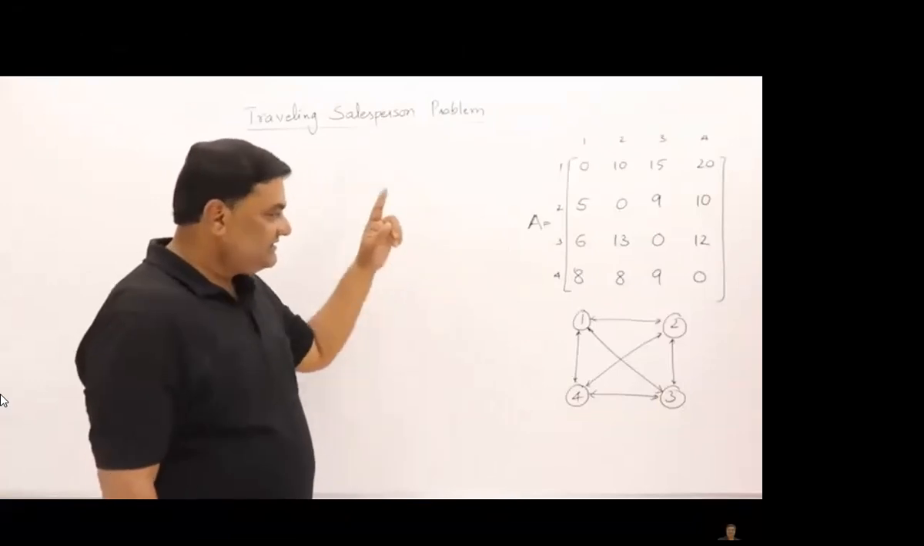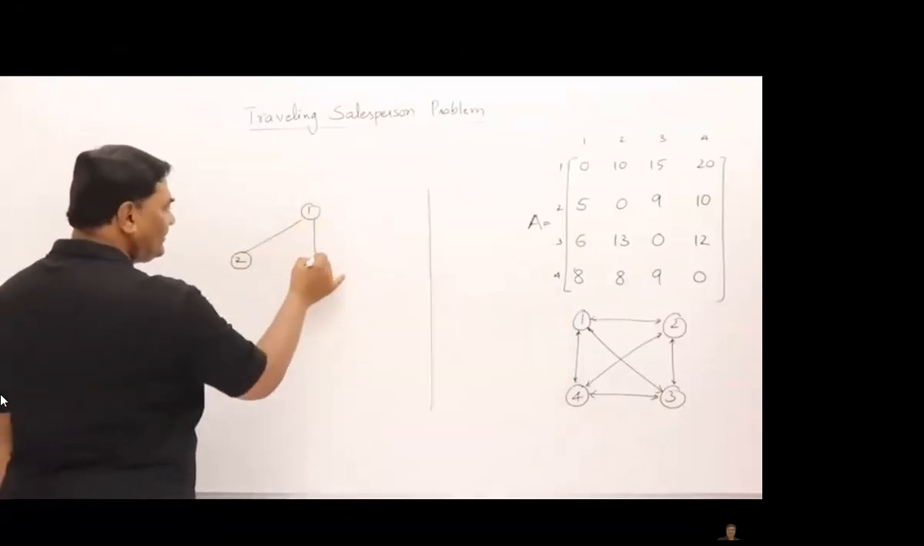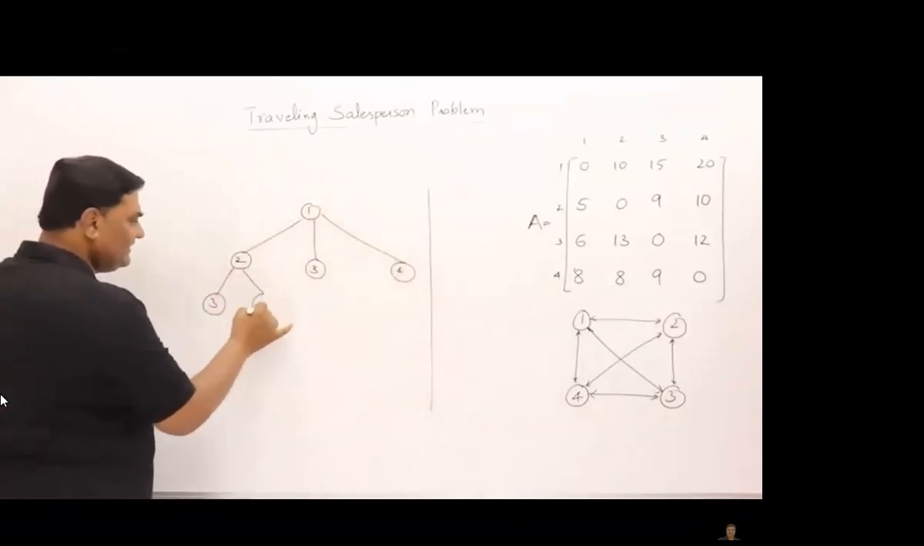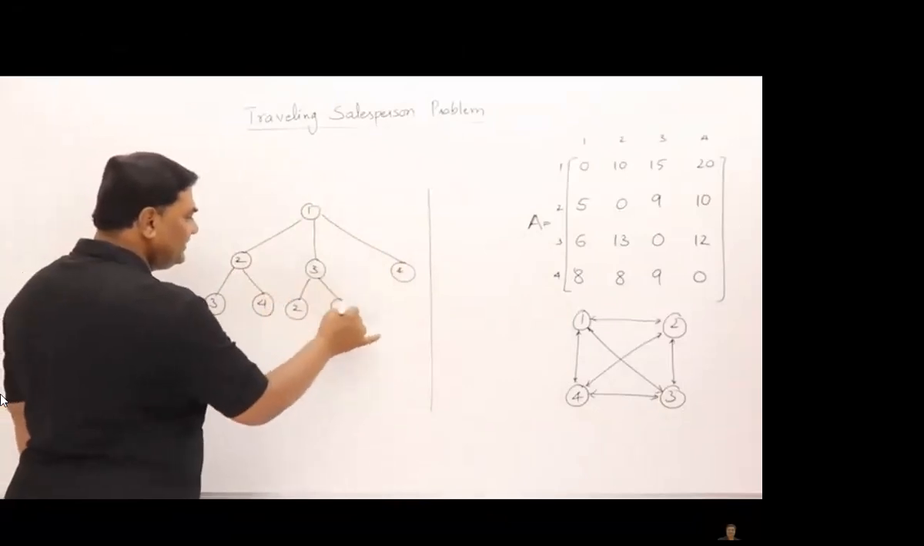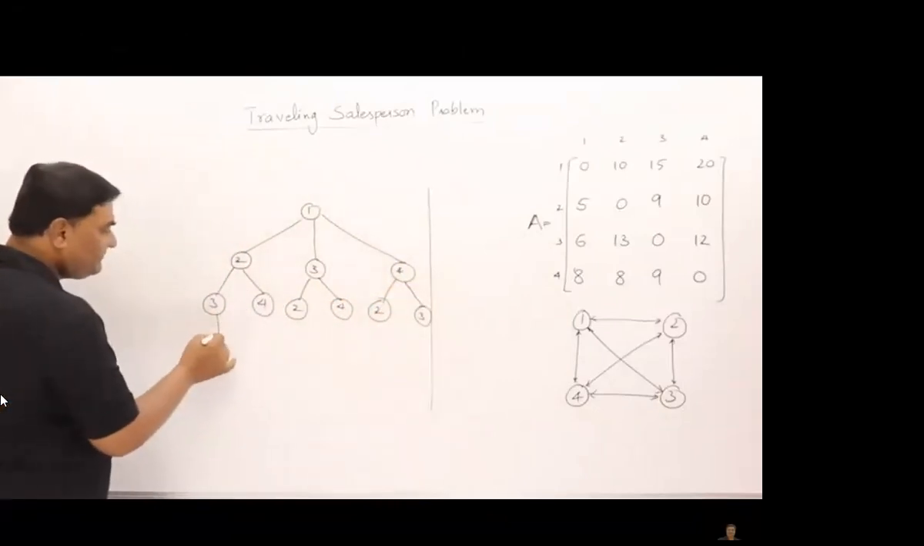So first let us see. I will select the starting vertex as 1. If I select the starting vertex as 1, then I can go to vertex 2, or vertex 3, or vertex 4. If I select 2, then the other possible vertices are 3 and 4. If I select 3, the remaining are 2 and 4. If 4, then the remaining are 2 and 3. Then after 3, the remaining vertex will be 4 only.